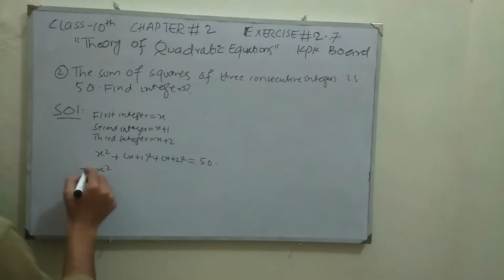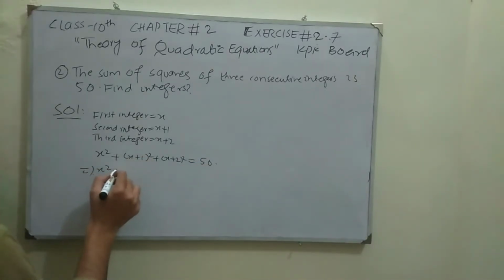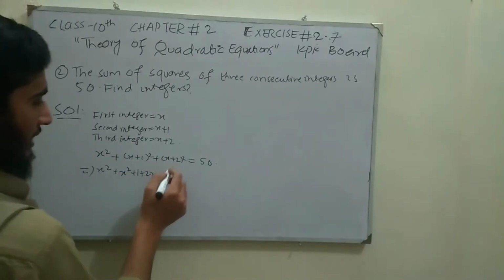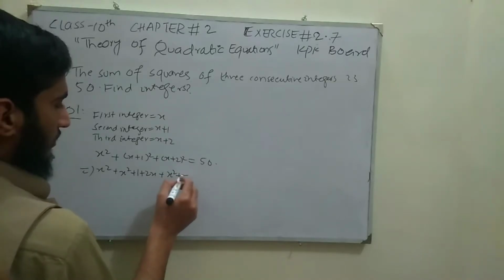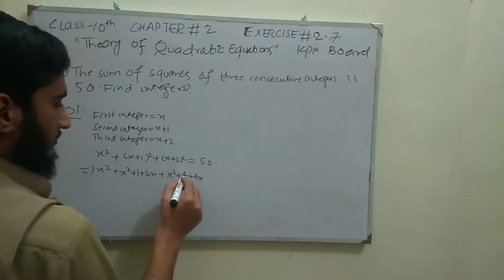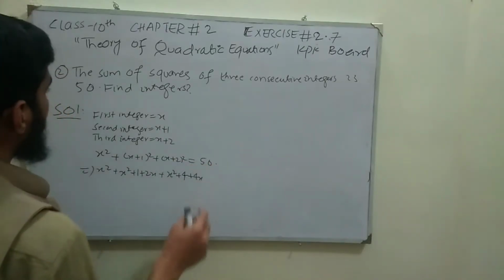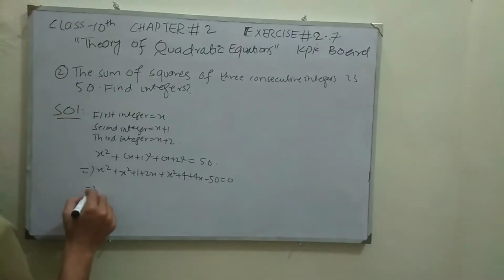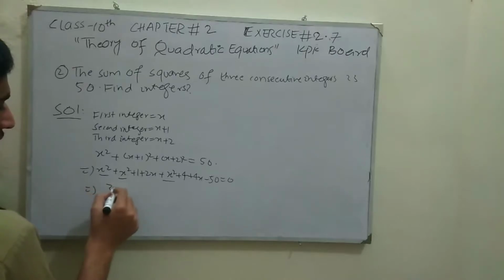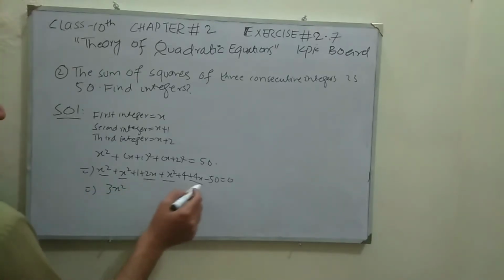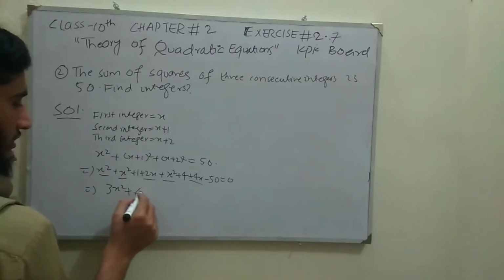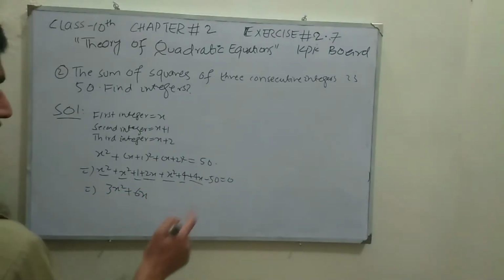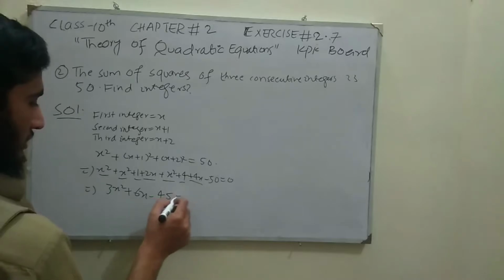x square, using the formula a plus b whole square, a square plus b square plus 2 times a and b, plus x square plus 4x. Shift 50 to the left hand side, it gives us minus 50 is equal to 0. So x square plus x square plus x square gives us 3x square. 2x plus 4x gives us just 6x. Plus 1 plus 4 gives us 5. And 5 minus 50 gives us minus 45 is equal to 0.